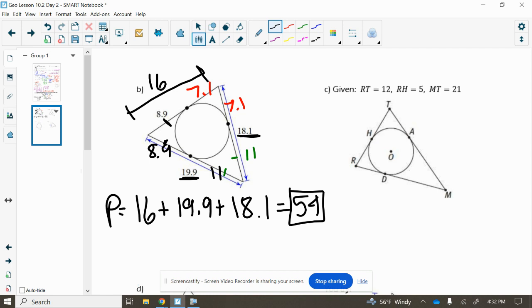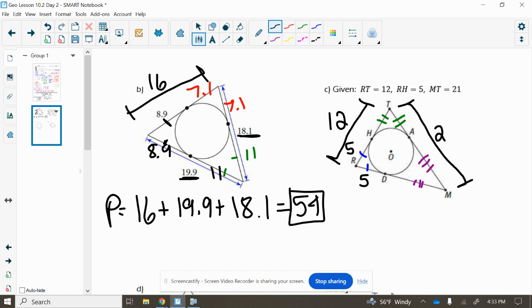On this one, again, we are in charge of labeling. So again, don't forget that officially all of these little tangents are going to have an equal buddy. This will help us, as we solve the problem, know what's equal. So on this first one, they're giving us side RT is 12. Then they are telling us just R to H is 5, which we know means R to D is 5. And then they're telling us all the way from M to T is 21. And we need to find, again, the perimeter of this overall triangle.